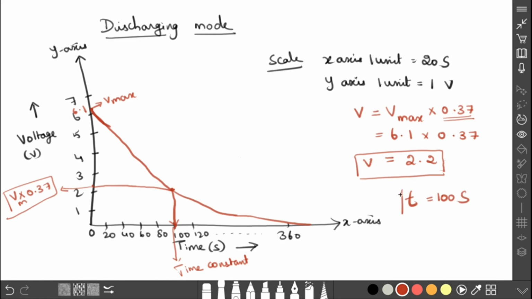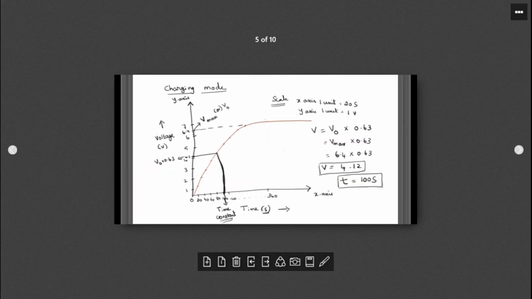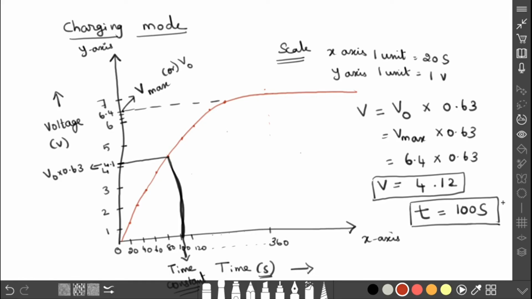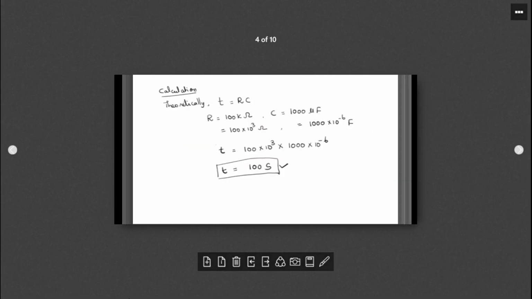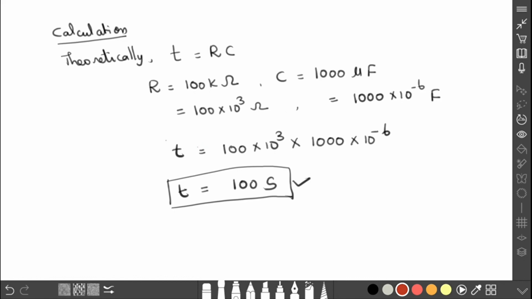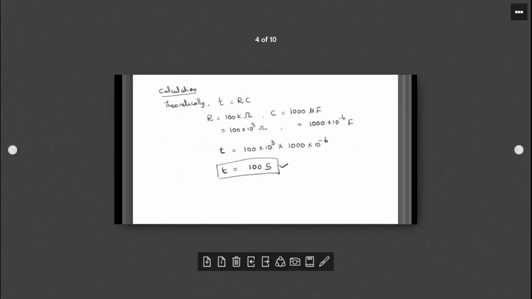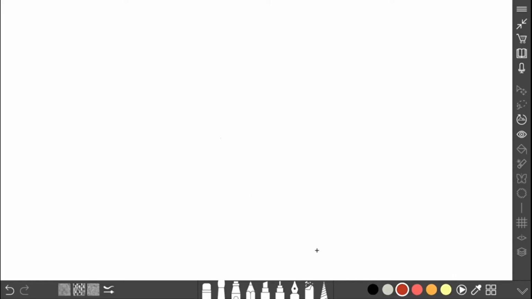Through discharging also we get the same value, and for charging, see here, this is also 100 seconds, and theoretically also 100 seconds. In this way we have to carry out the experiment, and how to write the result is very important. After completing everything, we have to write the result.